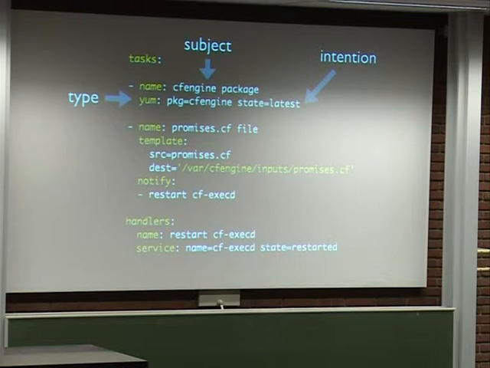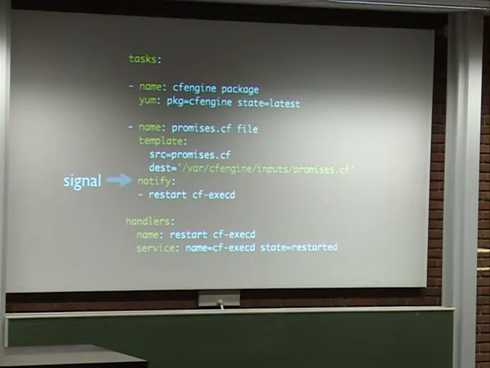Monolith speaketh. So we have the package type. It has a subject, and then it's going to say, I intend to make sure that it's the latest version. And then again, signals: agents can observe each other.